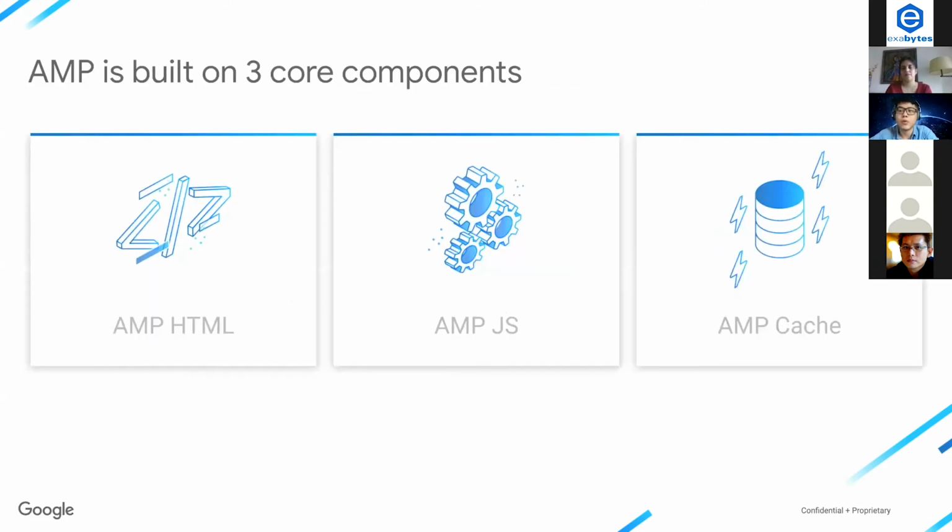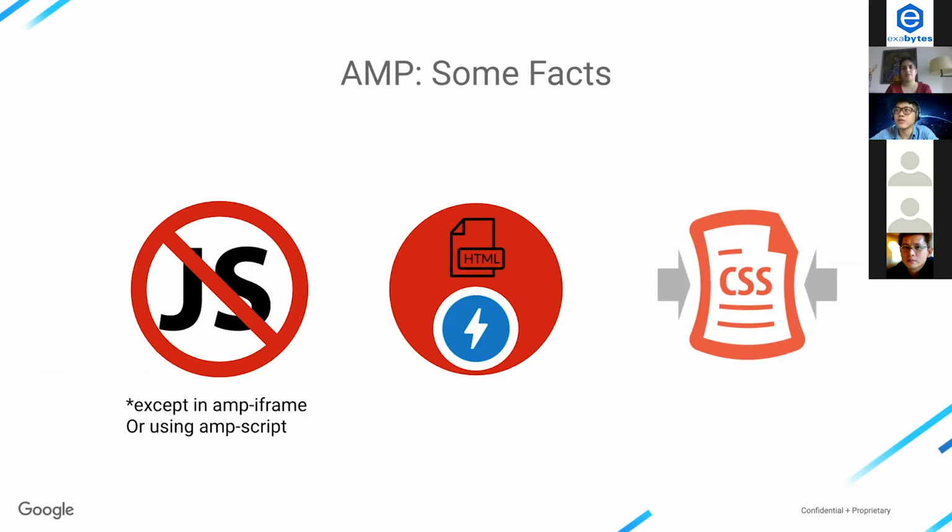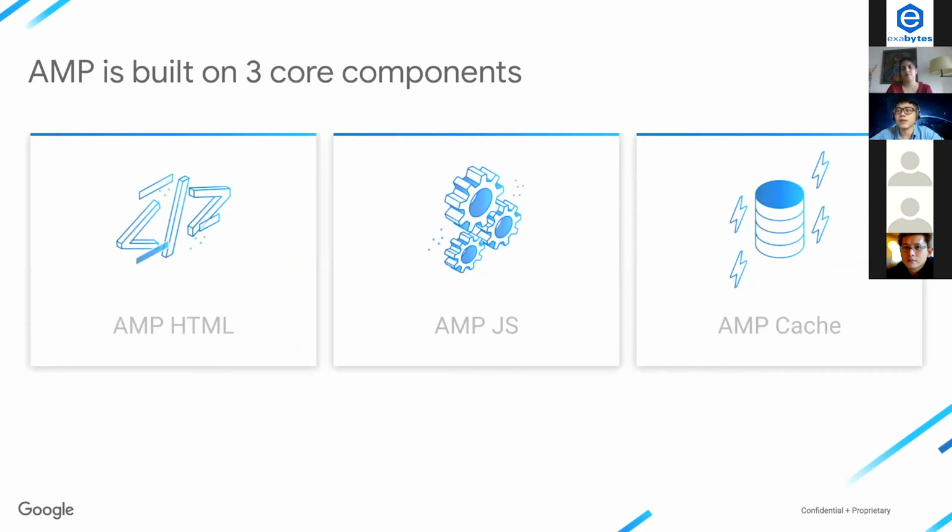People will wonder, since we have lots of these limitations, what does AMP really look like and how can we use this framework to build our website? Under AMP, these are the three main parts of the framework: AMP HTML, AMP JS, and AMP Cache.